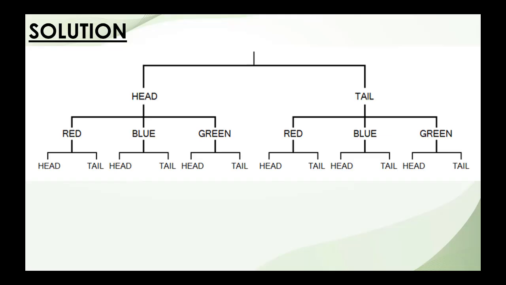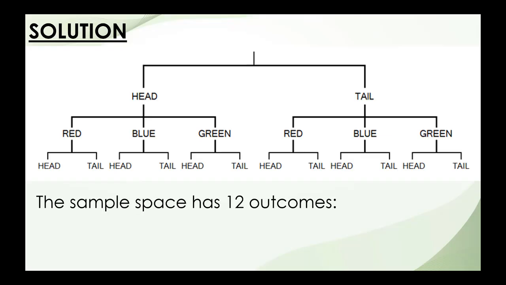But what if the initial coin flip was tails? Then it could have been tails, then red, then head; tails, red, tails; tails, blue, head; tails, blue, tails; tails, green, head; tails, green, tails. So that sample space would have 12 outcomes.